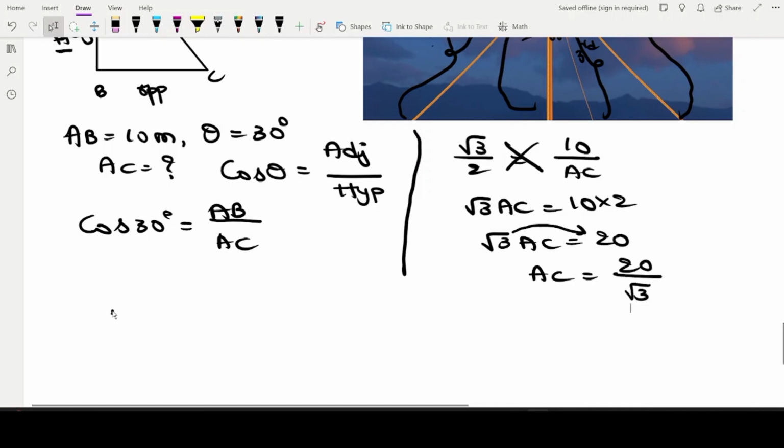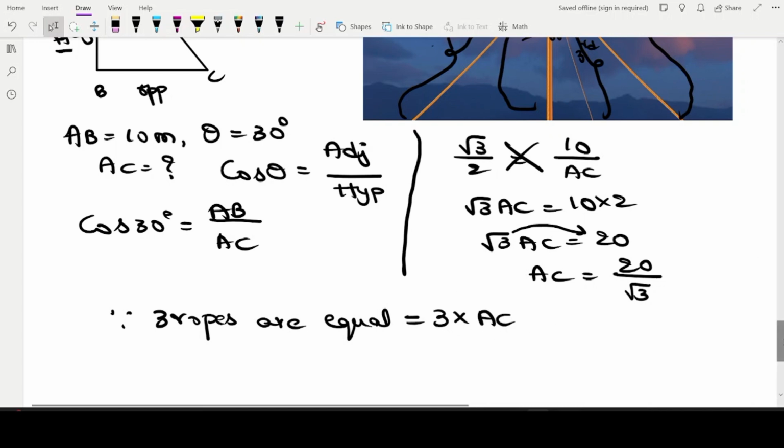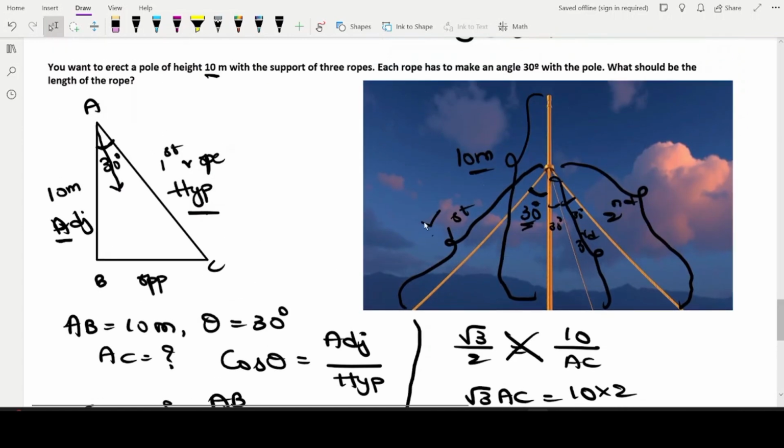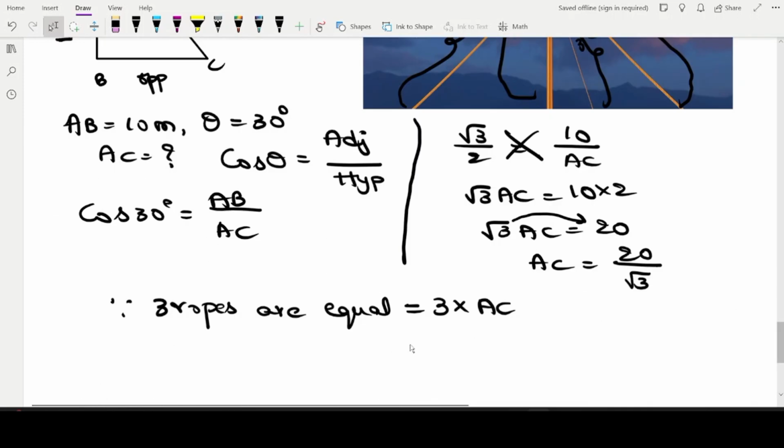As we know that the three ropes are of equal length, we can write the total length as 3 into AC. So this becomes 3 into what is AC, 20 divided by root 3.